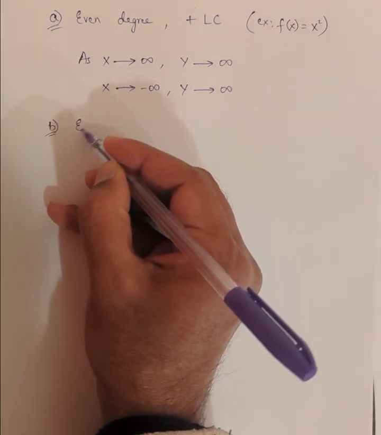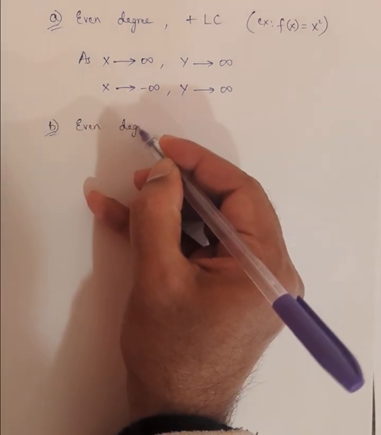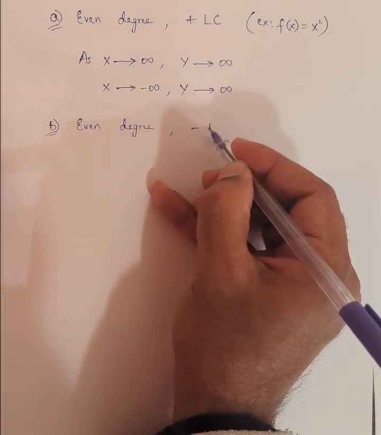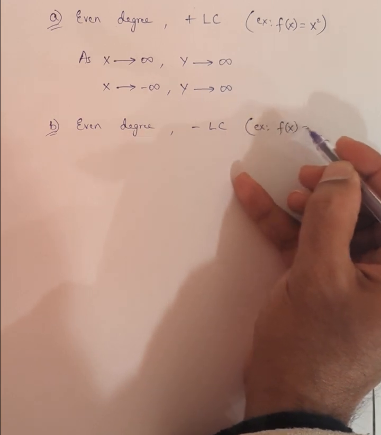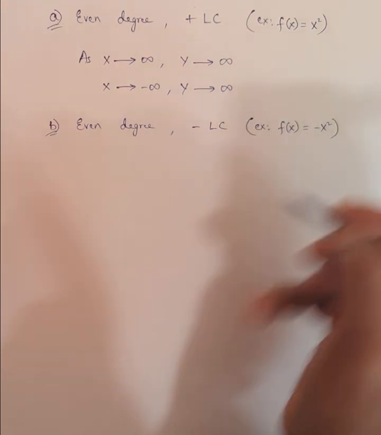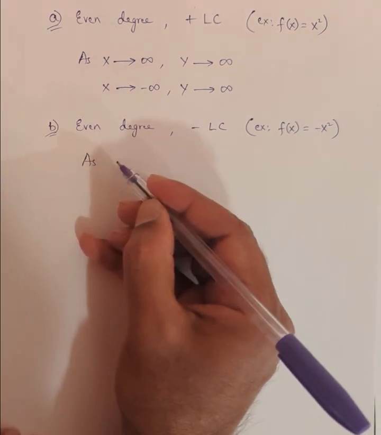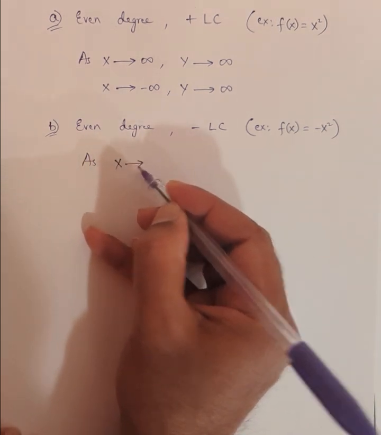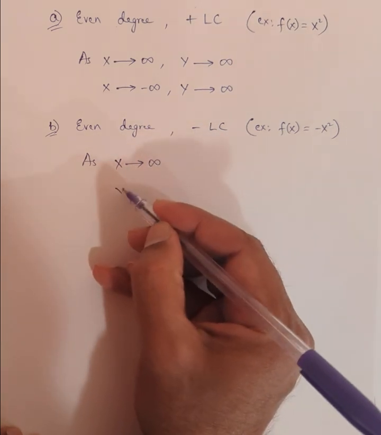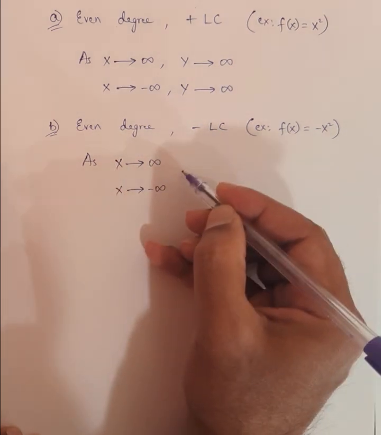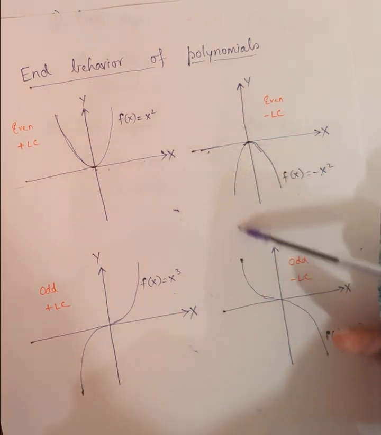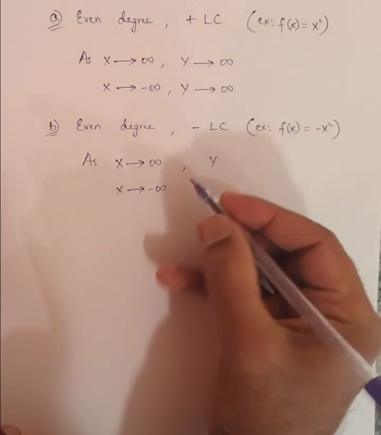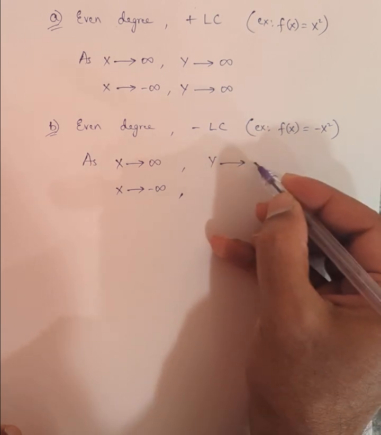Now let's talk about even degree and negative leading coefficient. This example is f of x equals negative x squared. What do you notice in the graph? Whenever x approaches positive infinity or negative infinity, y approaches negative infinity. It's opening down, so y approaches negative infinity.